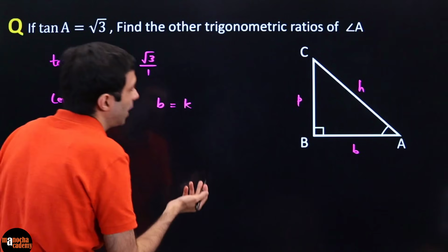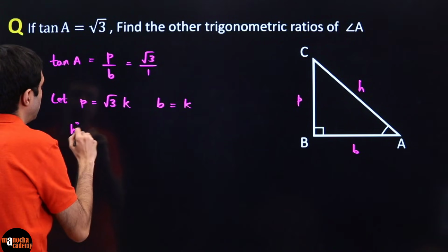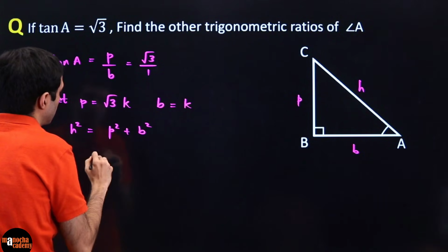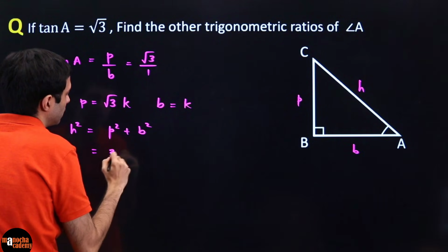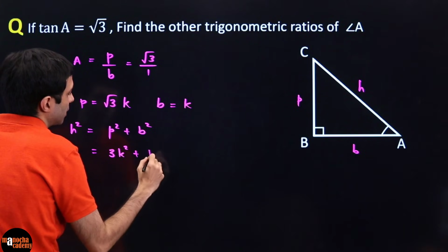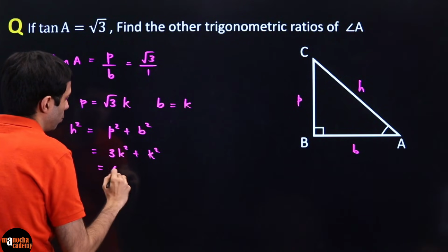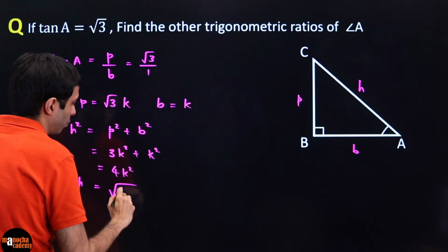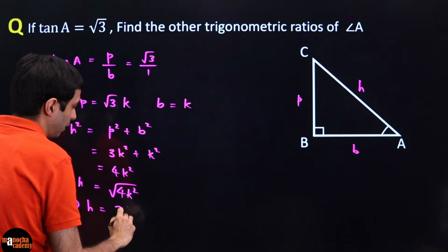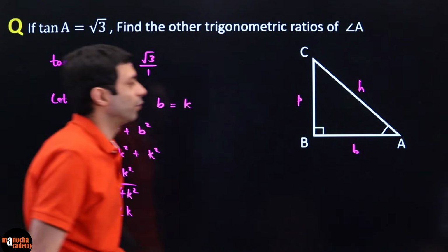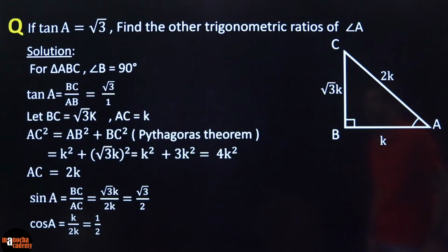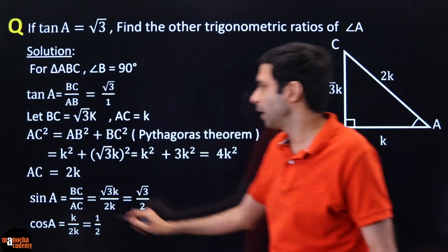And now you need to find the hypotenuse. So hypotenuse will be easy. H square is p square plus b square. So √3k whole square is 3k square plus k square, 4k square. So hypotenuse is going to be square root of 4k square, 2k. There you go. So we have found the third side. Now based on this, you can find all the ratios. So there you go. We got the same hypotenuse.